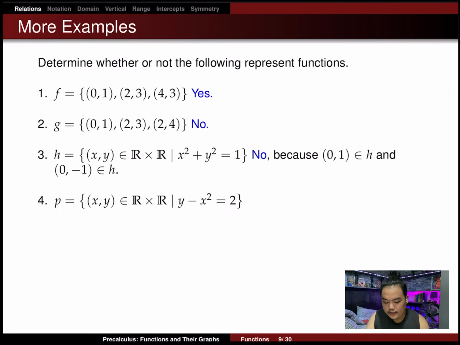Okay, number 4, is this a function? How do we do this? You can write this one as y equal to x squared plus 2. So y depends on x. And what do we mean by y depends on x? When you input an x value here, you will get exactly one y. So that's why this is a function. Number 4 is a function.